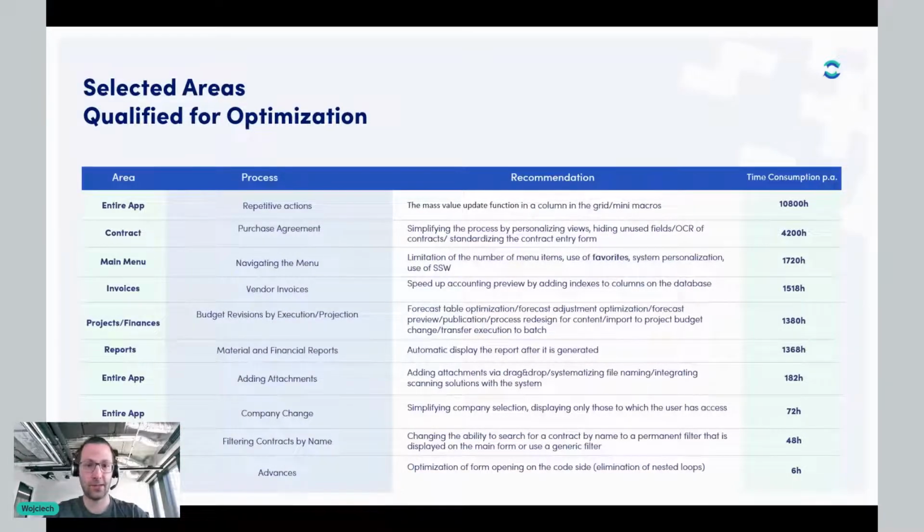Okay, so please, I would like you to pay attention to this slide because I think this is the most important one. You see there are some selected areas that we qualified for optimization, or at least for further analysis, right? Some of them are typical processes, like purchase agreement, creation of the forecast, etc. But we also have some interesting areas like repetitive actions or navigating through the menu, right? And you can see on the far right column how much time these specific processes take. It's a huge amount of time, more than 20,000 hours, just in 2 months.